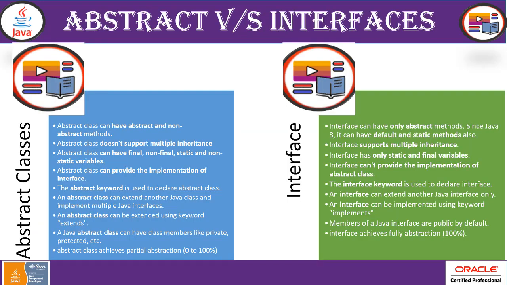Abstract versus interface. The most important and confusing thing to understand is the difference between an abstract class and an interface. So you can see an abstract class can have abstract and non-abstract methods as we discussed, but an interface can only have abstract type of methods. Since Java 8, it can have default and static methods also. An abstract class does not support multiple inheritance. That means we cannot extend more than one class. An interface supports multiple inheritance. That means you can implement more than one interface in a class using the comma operator.